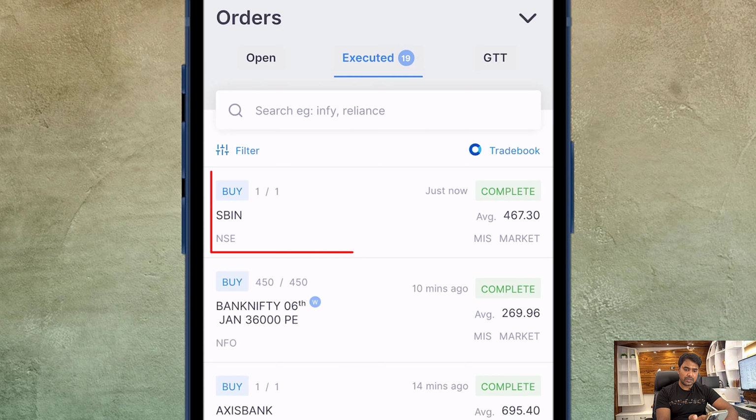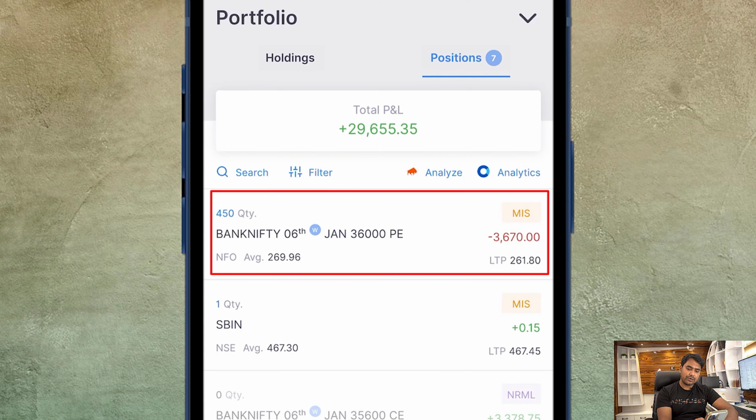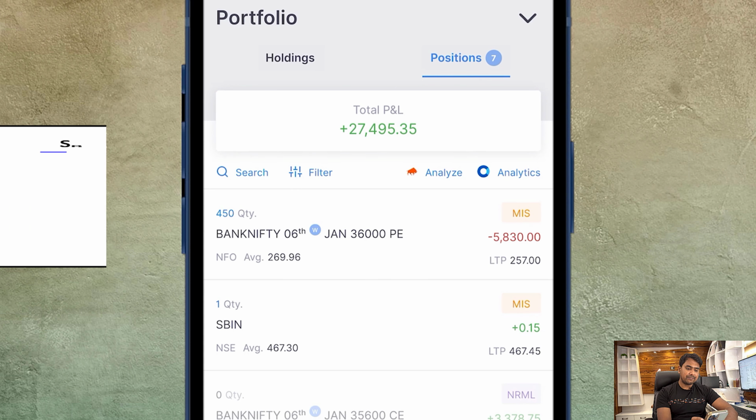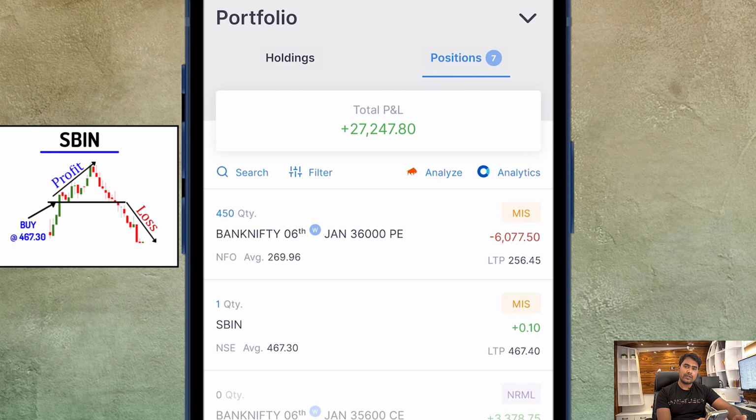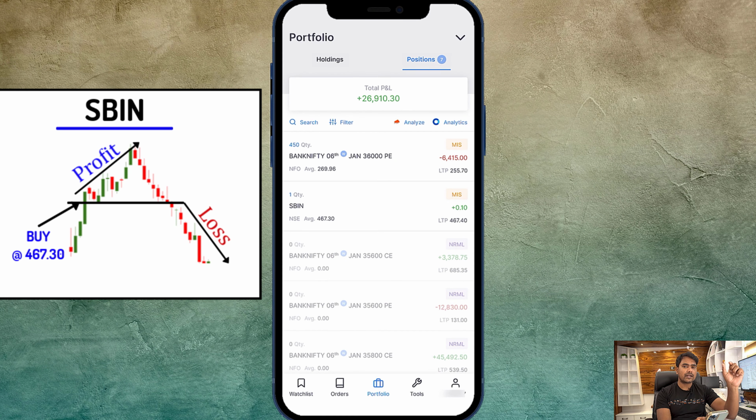So you can see executed, one quantity at 467.30. Over here you can see I made these positions in the morning today, please ignore that, they are option positions. And over here you can see one quantity of SBIN I bought, and I am making a profit of 20 paise. Okay, if the SBIN price goes down, then definitely I will be making losses. That's why I am going to mention a point where, if the SBIN share price touches it, I will book losses and square off my position.